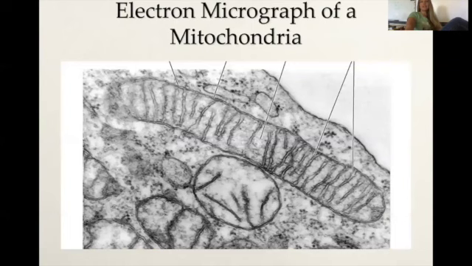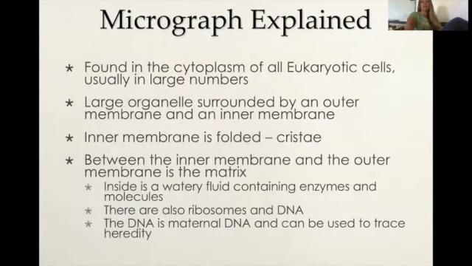Just like everything else, you need to label a micrograph of a mitochondria. And when you look at this, know that the mitochondria are found in the cytoplasm of all eukaryotic cells in large numbers. It's a large organelle surrounded by an outer membrane with many inner membranes. That inner membrane is folded, and those folds are called cristae.